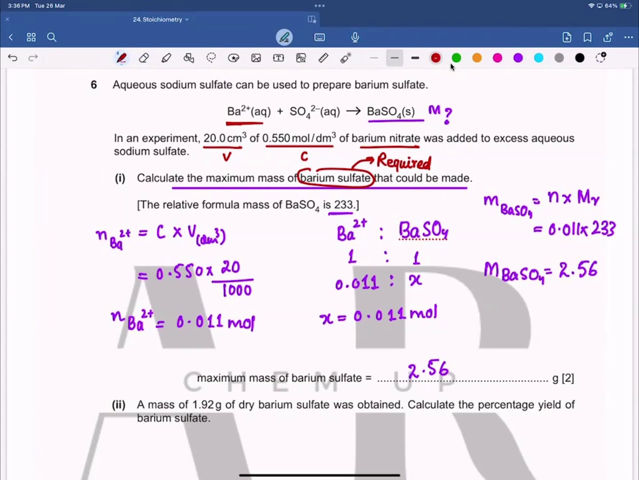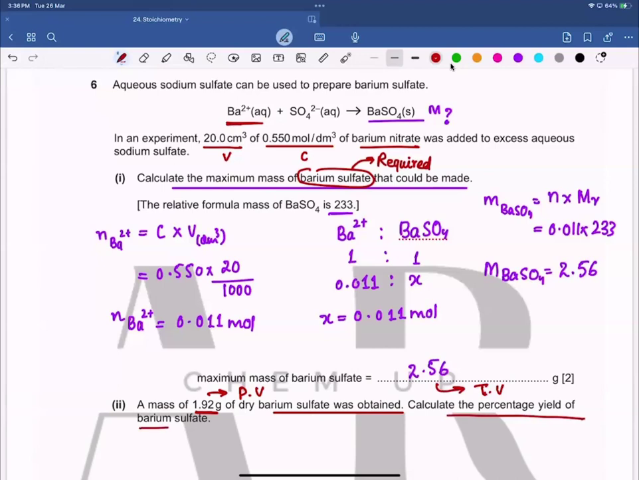Okay, you will keep it 2.563. Why did I round it off? See, in the next one I am given three significant figures, so that's why I kept the significant figures three. See, a mass of 1.92 gram of dry barium sulfate is obtained. So it means this is the practical value because it is obtained. The experiment has been performed and after that we got this result. And this other one is the theoretical value because this is the result that I got from the calculations, not by performing the experiment, right?